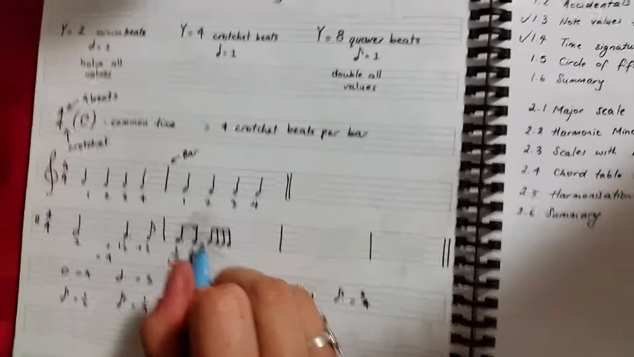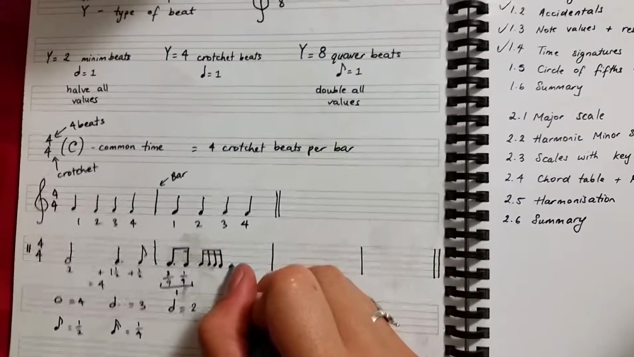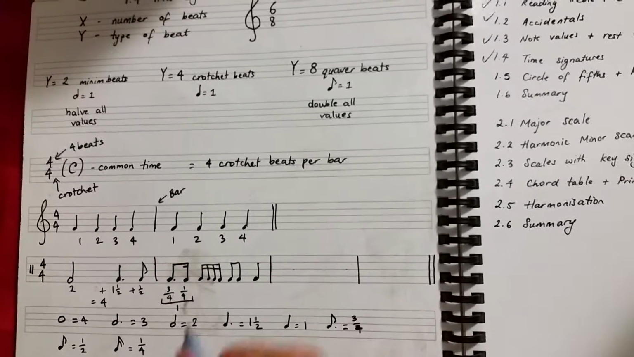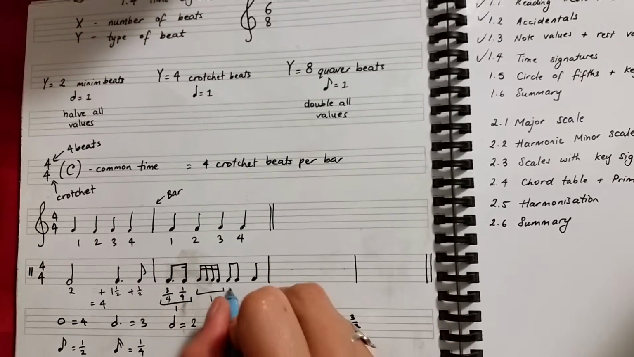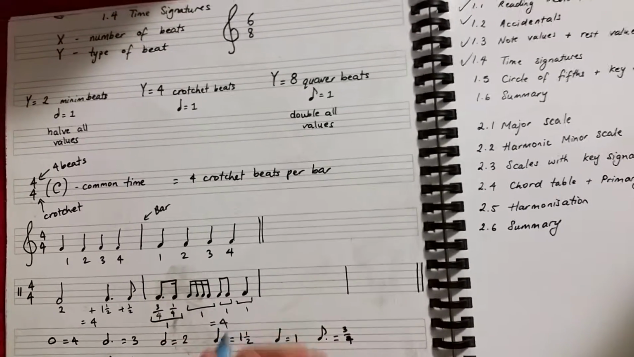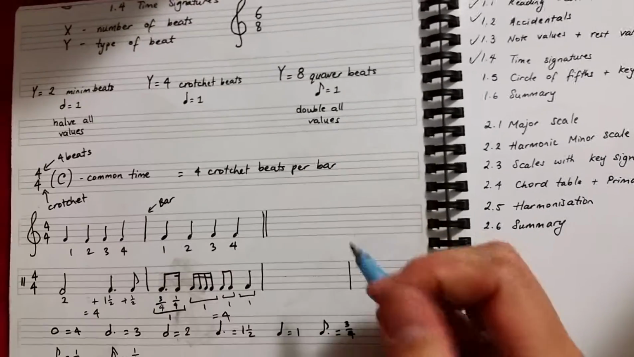4/4 makes 1 whole. 1, 2, 3, 1 beat left. I can use a crotchet. So that's 1, that's 1, and that's 1. 1, 2, 3, 4. Okay. Alright.